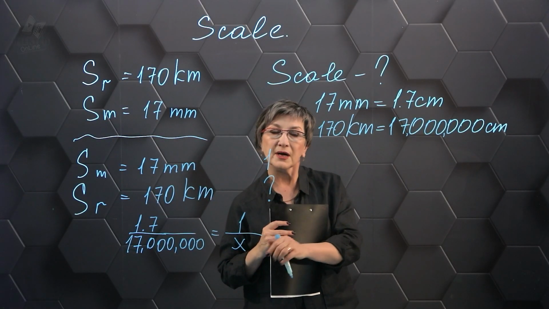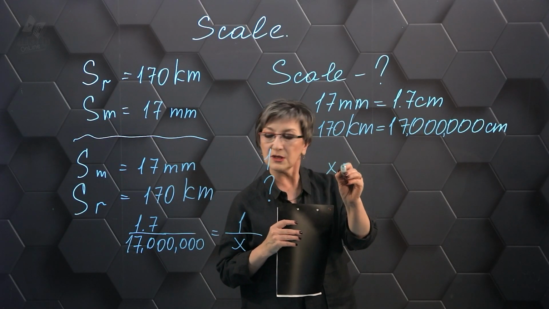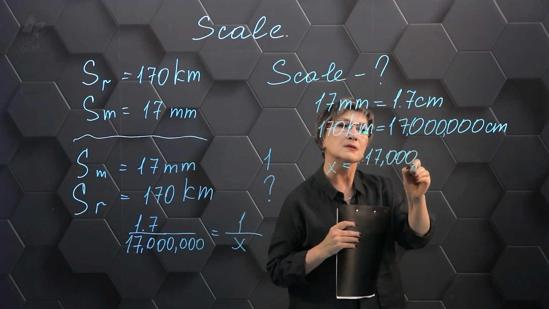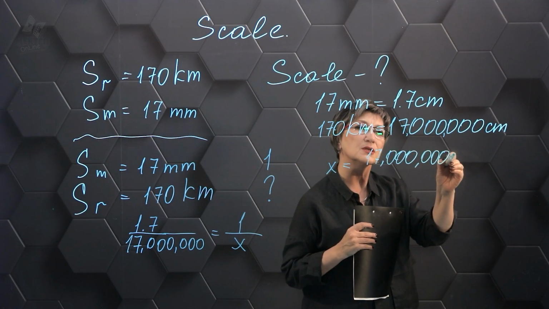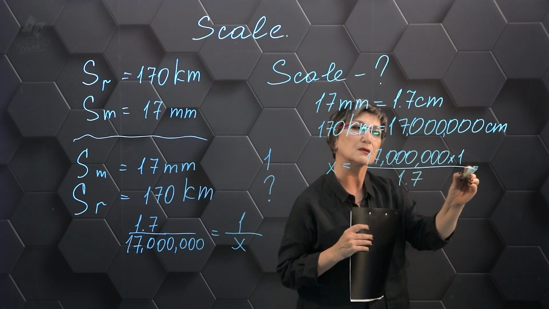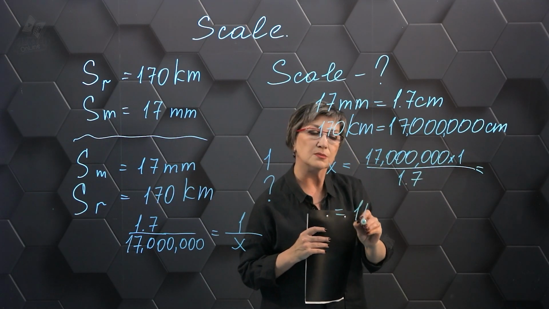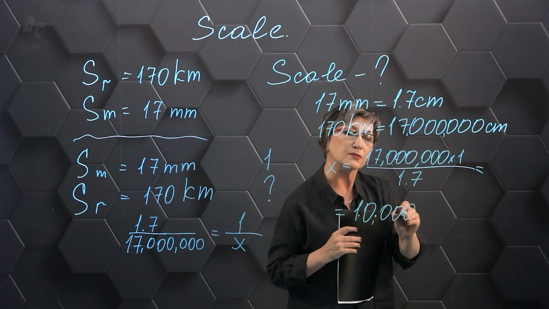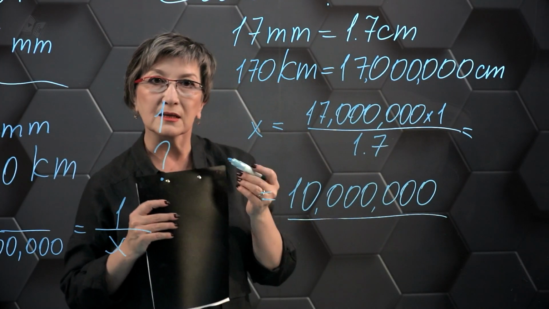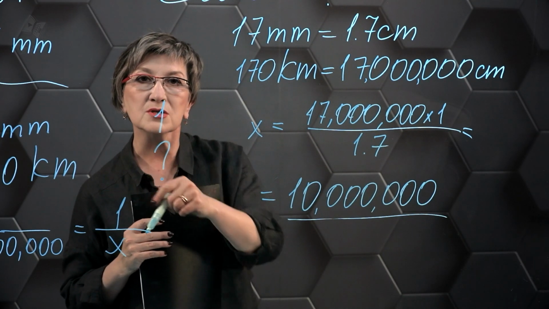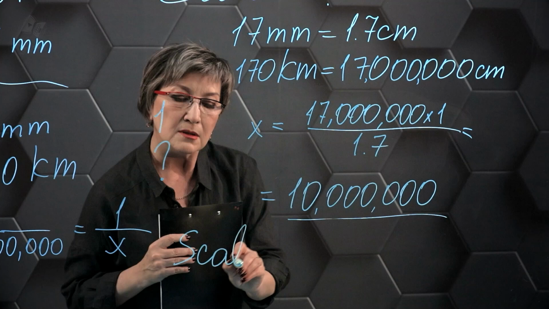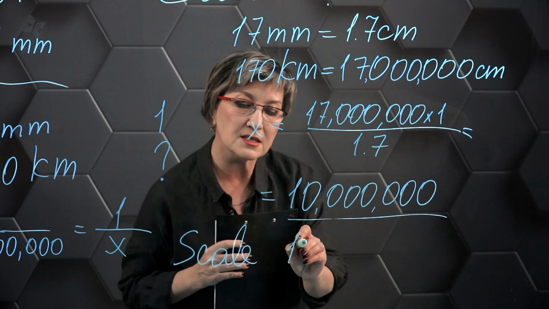Let's use the basic rule of proportion and write that x equals 17 million multiplied by 1 and divided by 1.7. The result is 10 million. Let's write down the answer. We needed to find the scale, so the scale of our map would be 1 to 10 million.